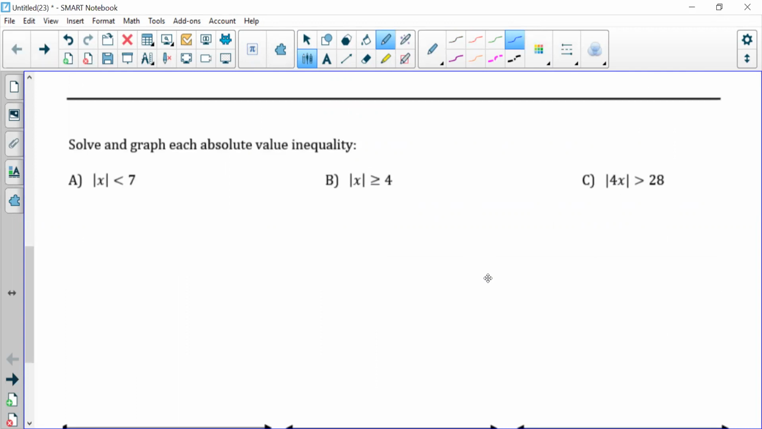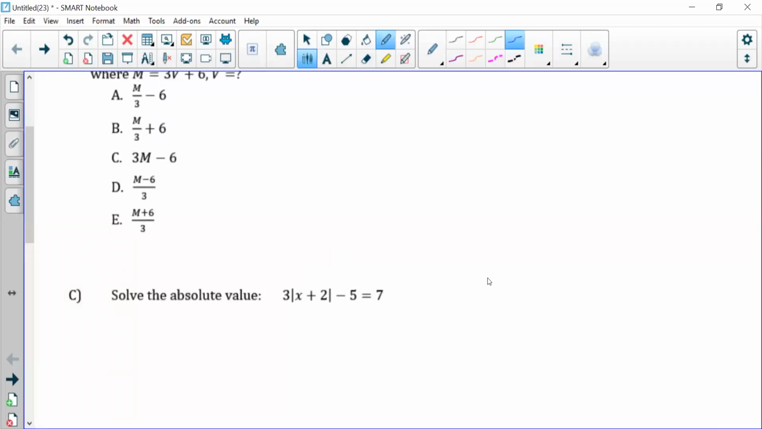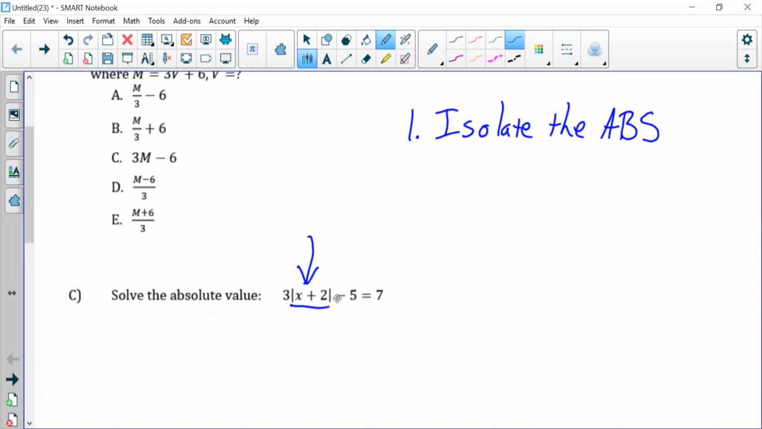Well, how do we do that? We've got a few steps. Let's go back up here so I can make a list for you. Step 1, isolate the absolute value. I'm going to call this ABS, absolute value. So isolate it, get it by itself. Like this one, you see how it's not by itself? The absolute value has things over here. We need to get rid of this 5, we need to get rid of this 3. So step 1, when you're solving these, always isolate the absolute value.